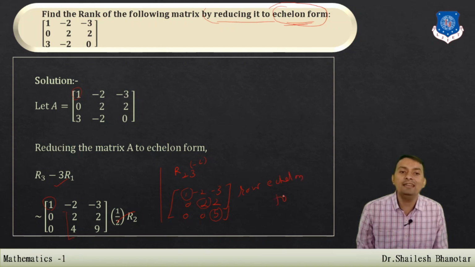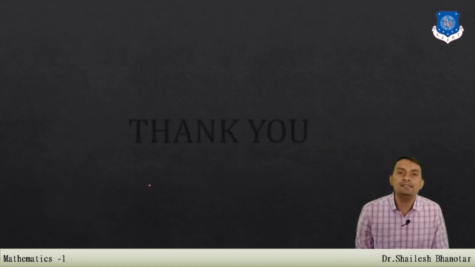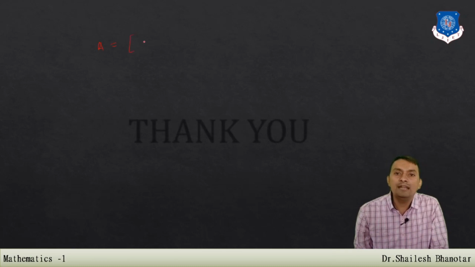And therefore we can conclude directly that the rank of A is nothing but the number of non-zero rows in row echelon form. So you can see this is the first non-zero row, this is non-zero, again this is non-zero, and therefore the rank is nothing but 3.